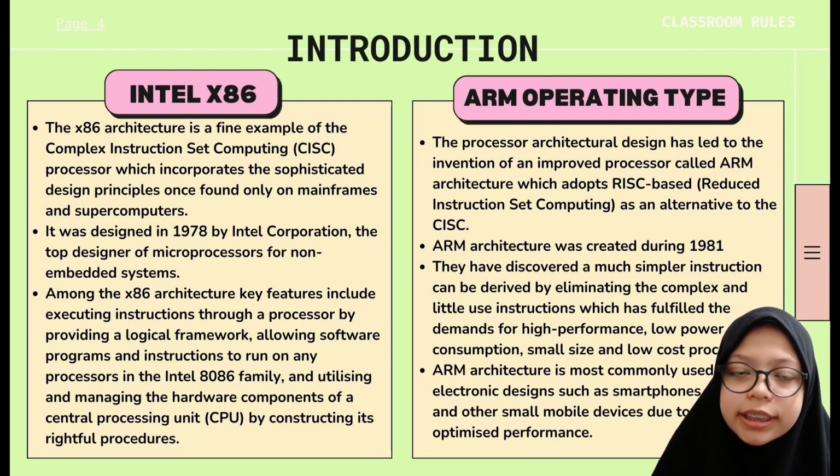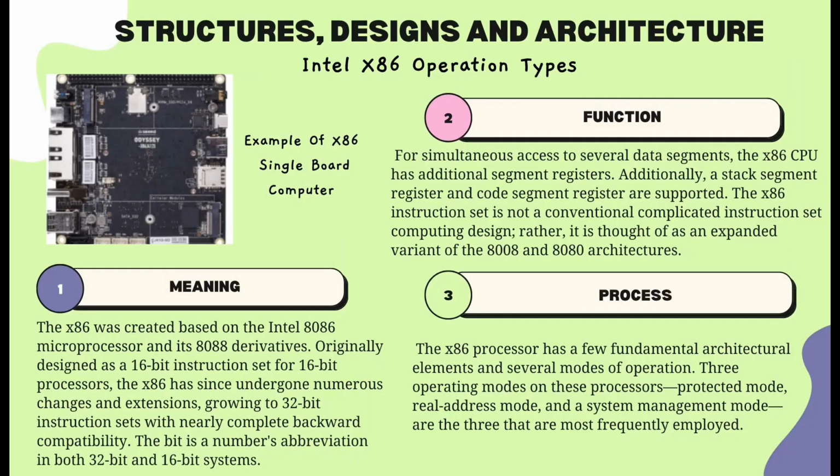As for Advanced RISC Machine Architecture, or better known as ARM architecture, it is an improved version of processor which adopts Reduced Instruction Set Computing (RISC). ARM was created in 1981 when a group of programmers discovered much simpler instructions by eliminating complex instructions to produce a high performance, low power consumption, small size and low cost processor. Today, ARM architecture is most commonly used in electronic devices such as smartphones, laptops and other small mobile devices.